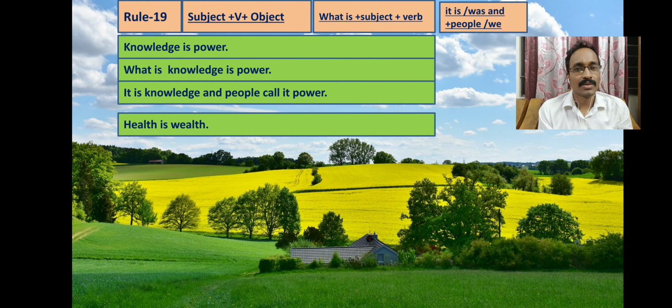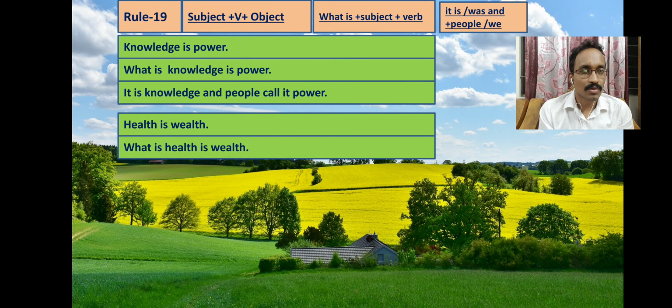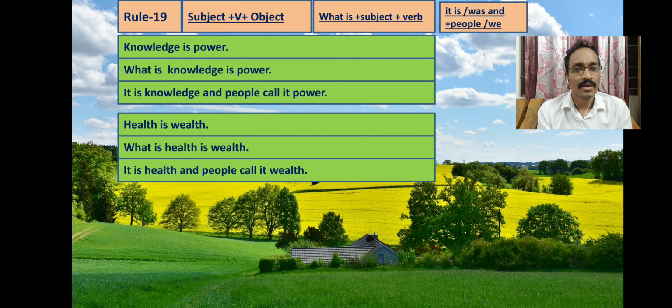Now see another example, health is wealth. So what is the complex sentence? What is health is wealth. Now what will be the compound sentence? It is health and people call it wealth, or it is health and we call it wealth. This is the compound sentence.